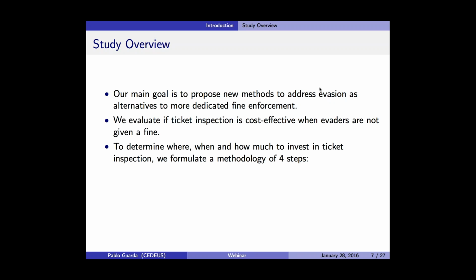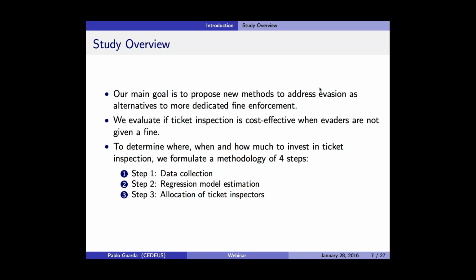To determine where, when, and how much to invest in ticket inspection, we formulated a methodology of 4 steps. In the first step, I will explain the data collection process. We took advantage of existing databases collected by the government in the case of the first study, and for the second study we used a database collected by a private bus operator in Transantiago, which allowed us to estimate regression models. Then, using the output of the regression models, we used a heuristic to allocate ticket inspectors optimally. And in the final step, we performed a cost-benefit analysis in order to conclude if this strategy could be profitable, even if ticket inspectors are not entitled to fine fare evaders.